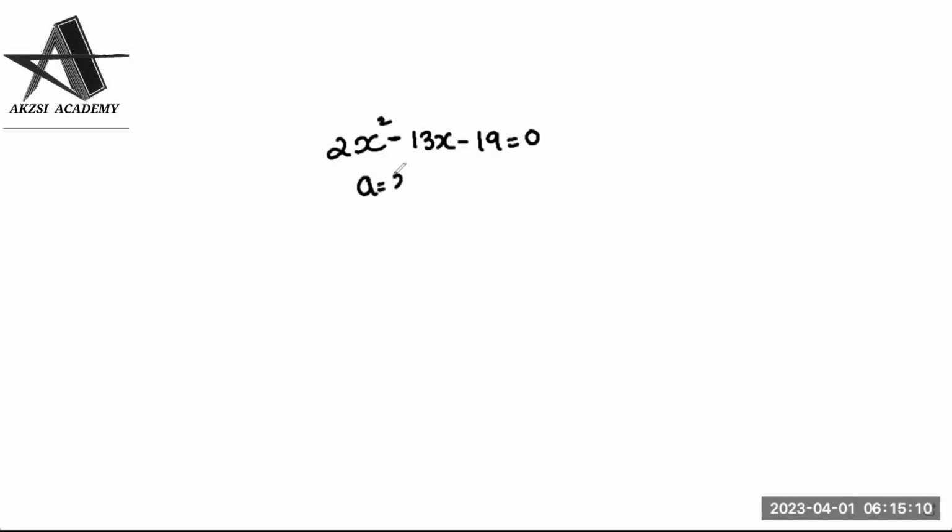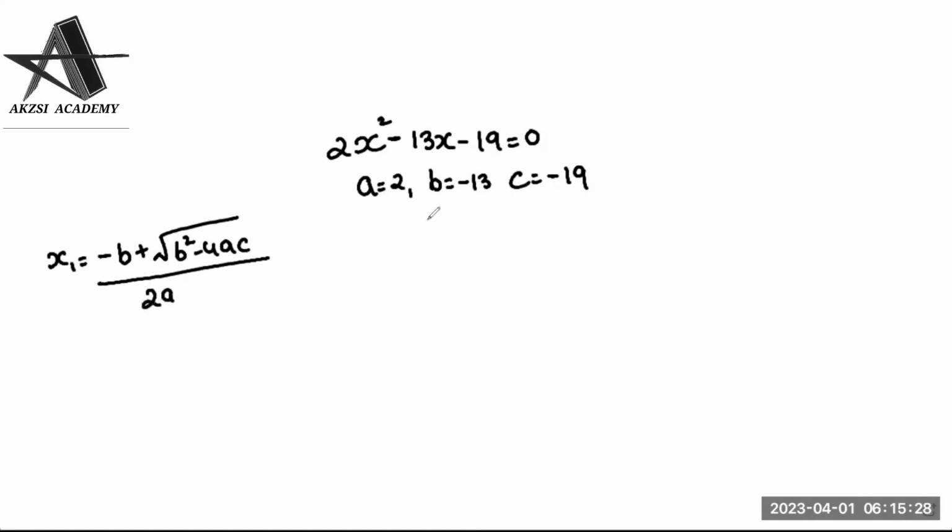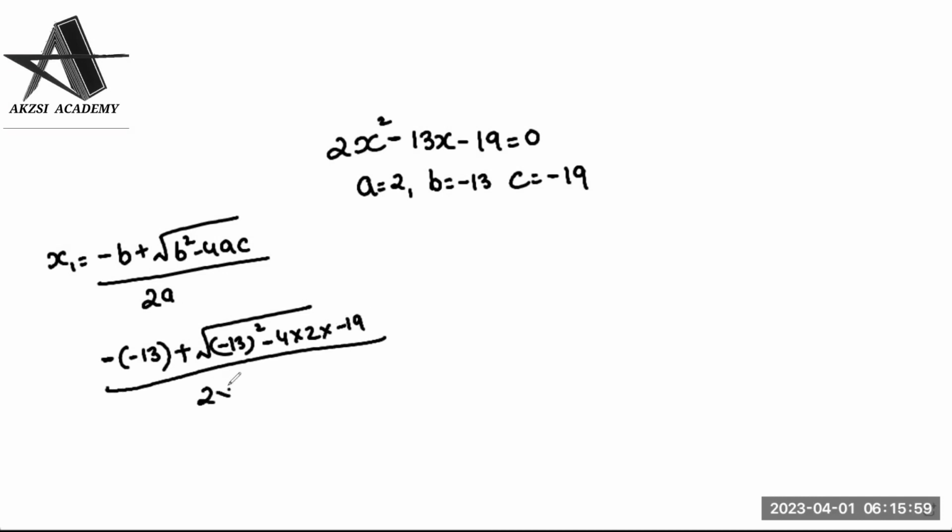Same, a is equal to 2, b is equal to negative 13 and c is equal to negative 19. Put the values in the formula. We know x1 is minus b plus root b squared minus 4ac by 2a. b is negative 13, so negative of negative 13 plus root b squared, that is negative 13 squared, minus 4, a is 2, c is negative 19, by 2a, 2 into 2.